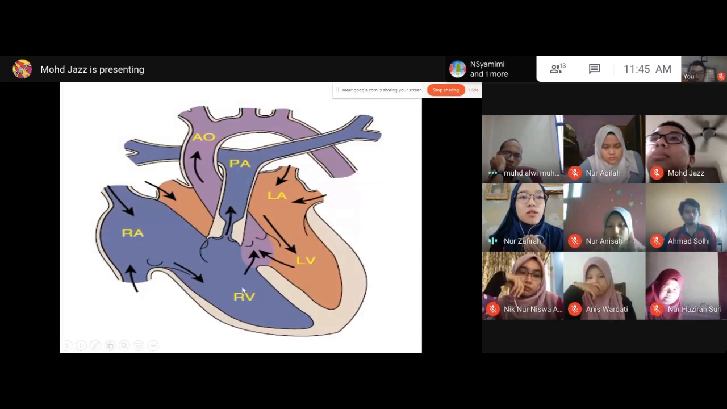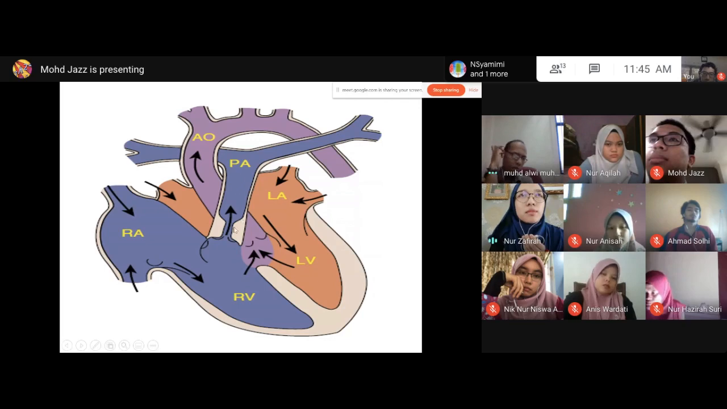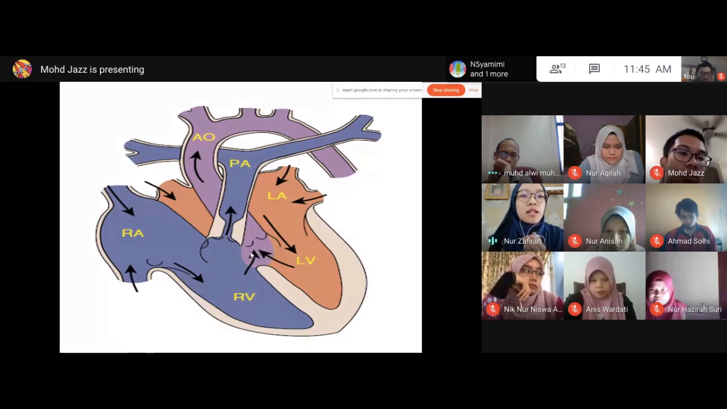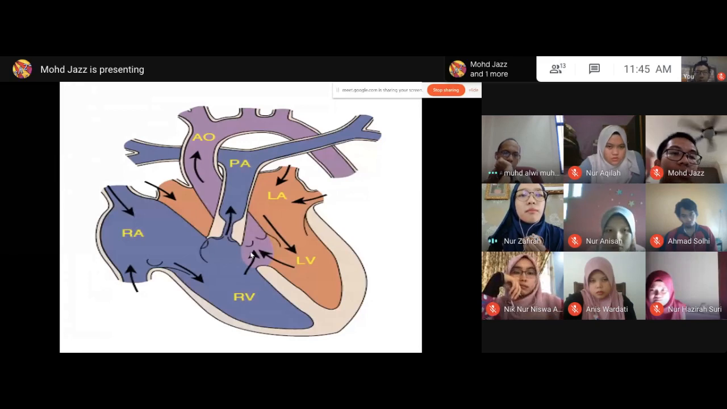However, because of pulmonary stenosis, there is less blood going into the pulmonary artery. So most of it shunts into the left side of the heart. And then the blood from the pulmonaries goes into the pulmonary veins and into the left atrium, left ventricle, and then goes into the aorta. What goes into the aorta is a mixing of both the deoxygenated blood and oxygenated blood from the vein.